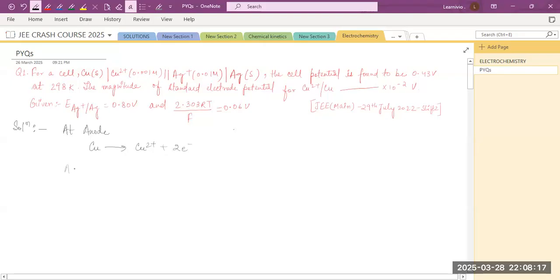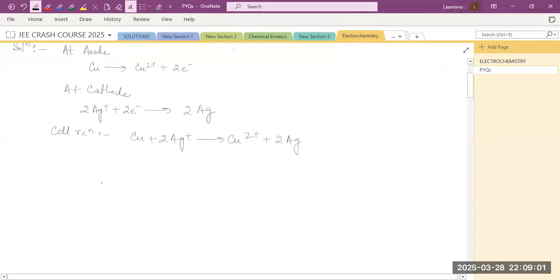And what will happen at the cathode? At the cathode, reduction will happen. Ag plus will reduce to 2 Ag. So what will be the overall cell reaction? From here, the two electrons and two electrons will cancel out, and your overall cell reaction will be copper plus 2 Ag plus giving Cu2 plus and 2 Ag. This will be your overall cell reaction.